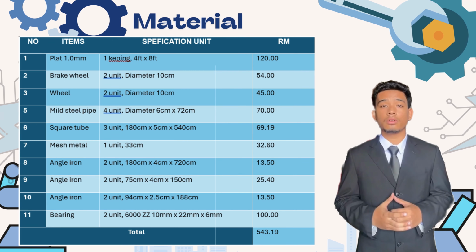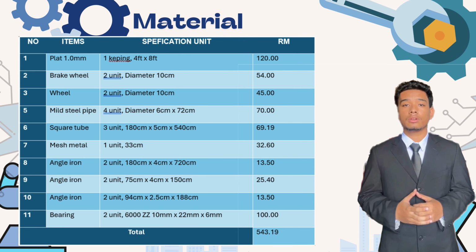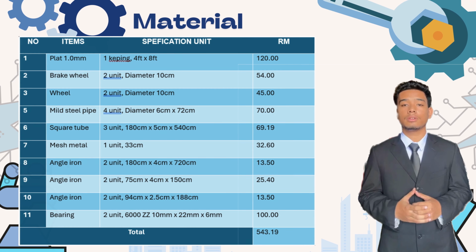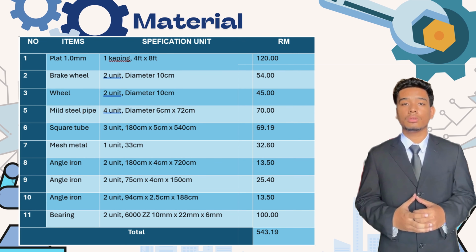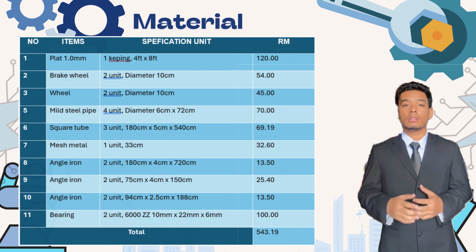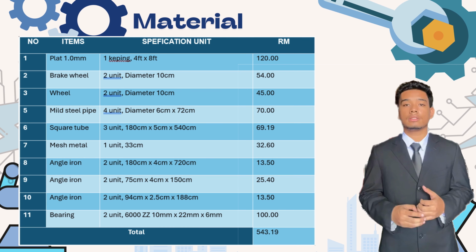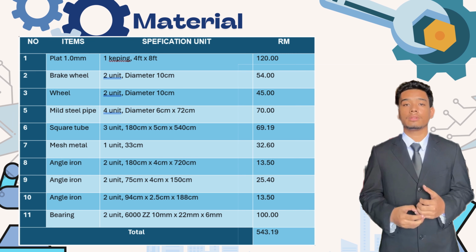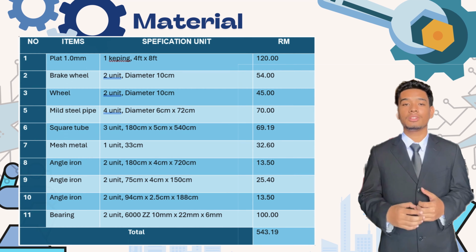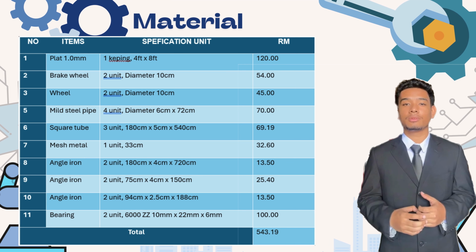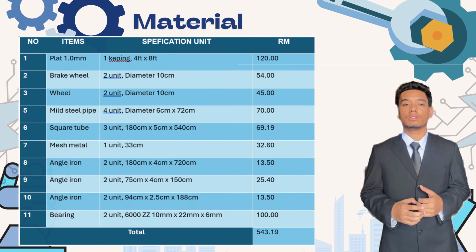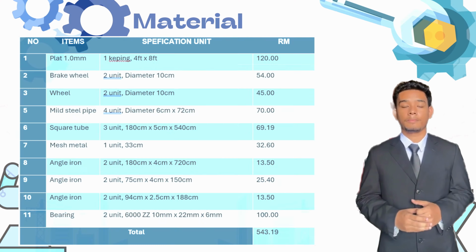In terms of cost, the estimated cost of this project is RM 543.19. This cost includes material, processing cost, maintenance cost, and other additional expenses as required. Cost management is carried out carefully to ensure that the project is completed within the allocated budget without compromising quality.